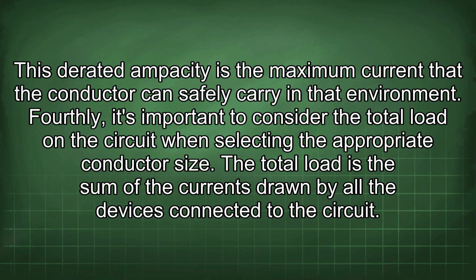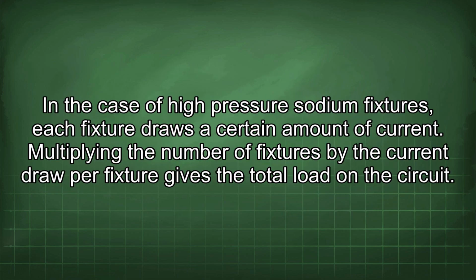Fourthly, it's important to consider the total load on the circuit when selecting the appropriate conductor size. The total load is the sum of the currents drawn by all the devices connected to the circuit. In the case of high-pressure sodium fixtures, each fixture draws a certain amount of current. Multiplying the number of fixtures by the current draw per fixture gives the total load on the circuit.